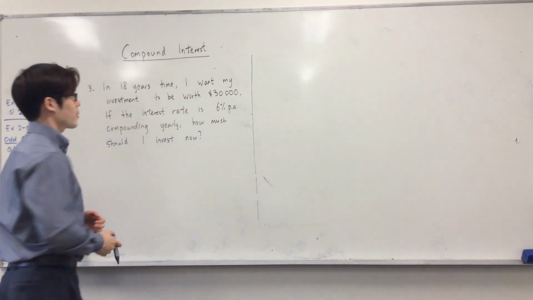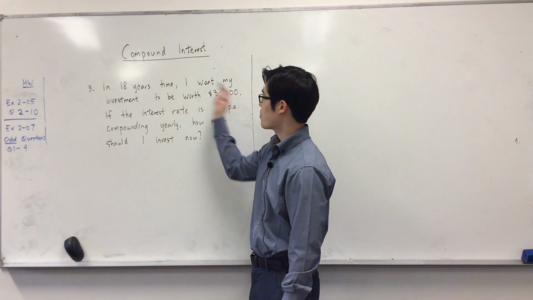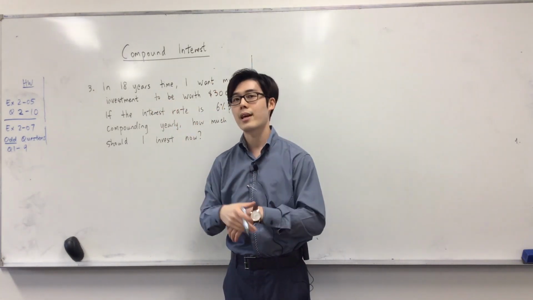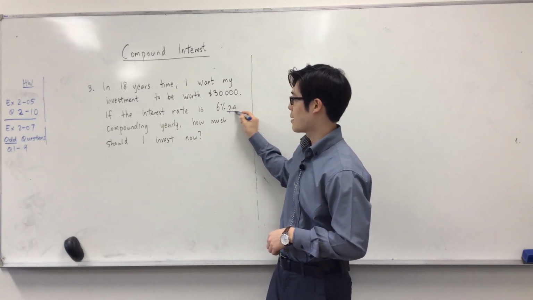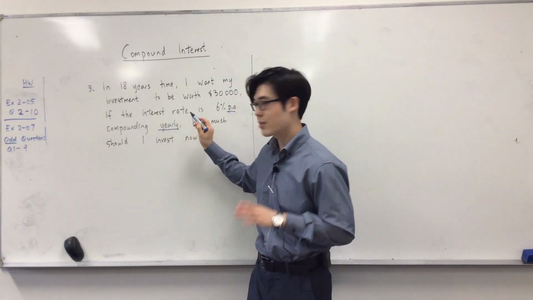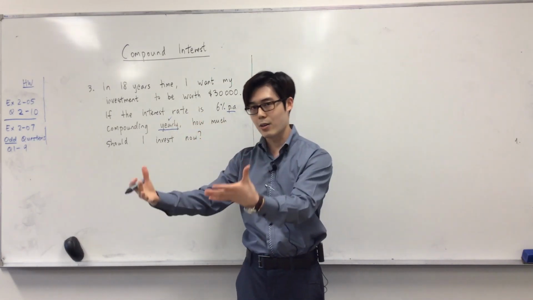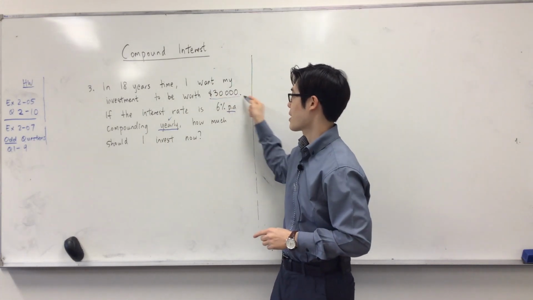Let's have a look at another question here where we actually have to work backwards. In 18 years' time, I want my investment to be worth $30,000. So in 18 years' time, I want to have $30,000 in my bank. If the interest rate is 6% per annum, compounding yearly, how much should I invest now? So how much should I put into the bank now?